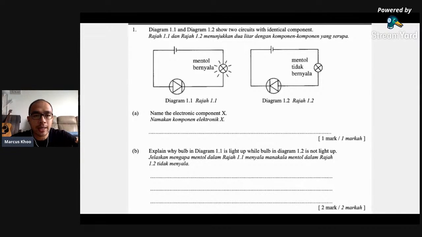Okay, and over here there's a missing one. Actually, this should be X. Name the electric component X. Okay, so a triangle with a bar at the side. So this is obviously a diode.